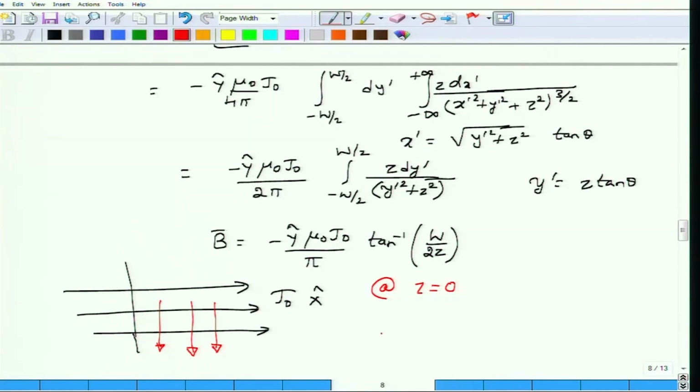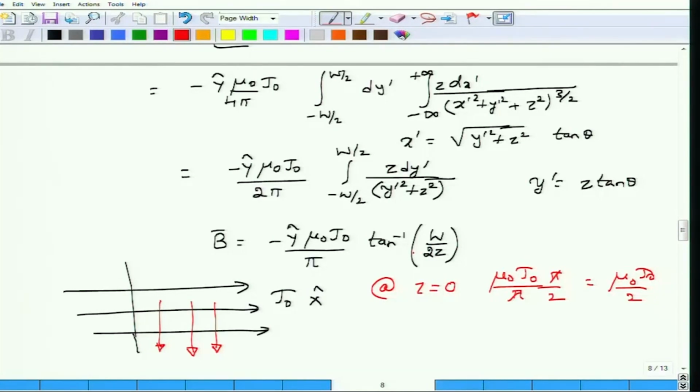So essentially you are going to get some constant value. You are going to get the magnitude as mu 0 j 0 by pi and pi by 2. So pi will cancel and you are going to get mu 0 j 0 by 2. So if you are coming from the top to the bottom at z equal to 0, you will see that the magnetic field has a magnitude of mu 0 j 0 by 2, and it would be directed along minus y direction. And if you go up along the z axis and eventually imagine going to the infinity point, that is at z equal to infinity, the tan inverse of w by infinity will be 0, and you will get the field progressively going to 0.